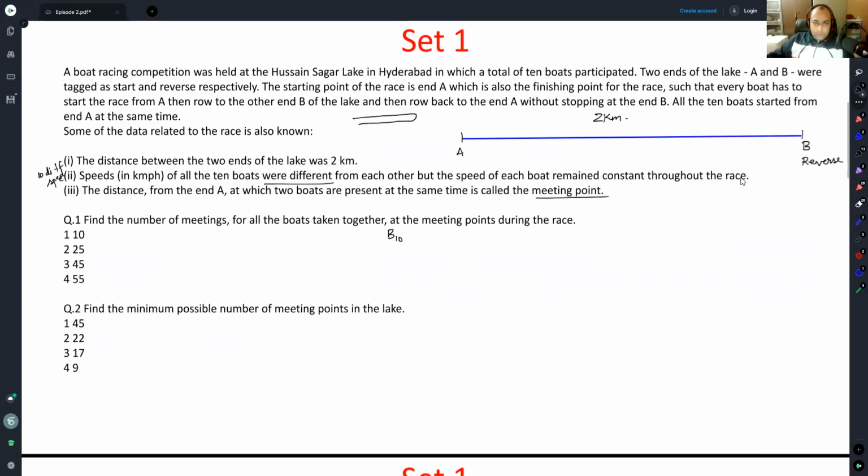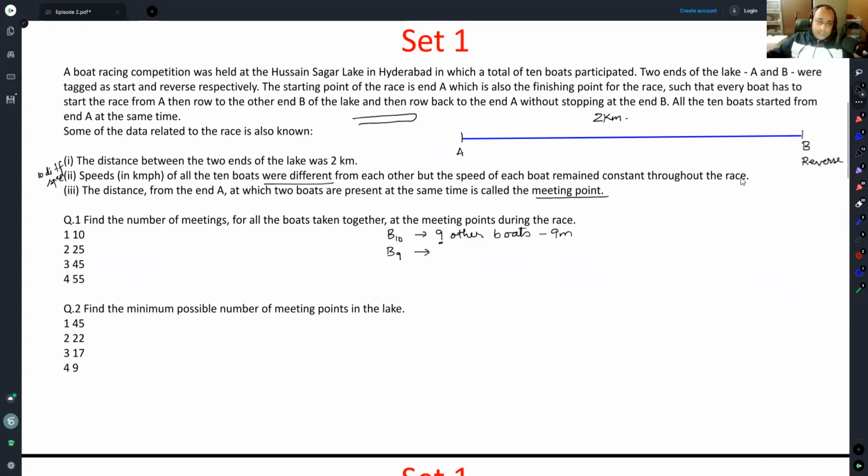Okay. So now for the fastest boat, let's call that boat 10. The fastest boat, boat 10, will meet with 9 other boats while returning. So there are 9 meetings here. Similarly, boat 9, when it is returning, I'm only caring about the meeting points while returning, because boat 9 and boat 10 would get counted within one of these 9 meetings.